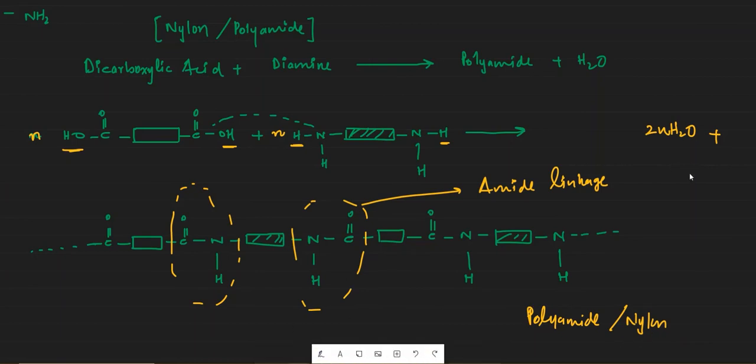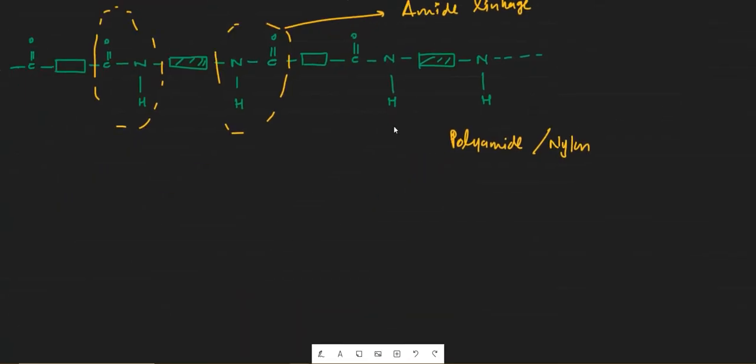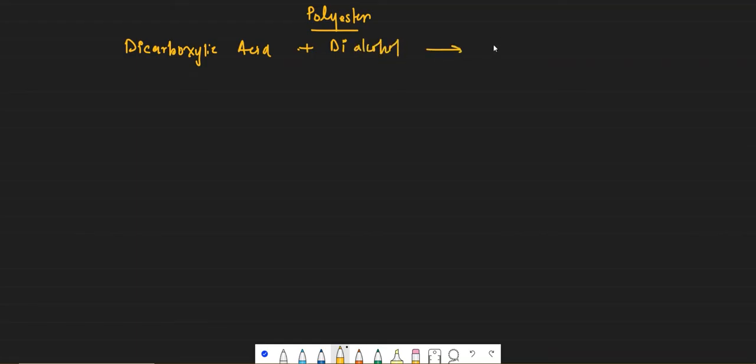Okay, now let's move on to another example of condensation polymerization. That is the formation of polyester. We are going to discuss the formation of polyester. It is an ester, so obviously it is going to take alcohol and carboxylic acid, but in this case we'll have dicarboxylic acid and dialcohol. So dicarboxylic acid and dialcohol will react to form polyester.